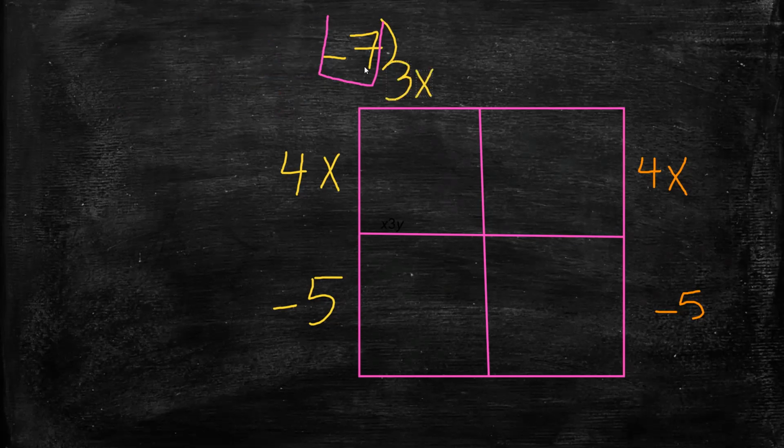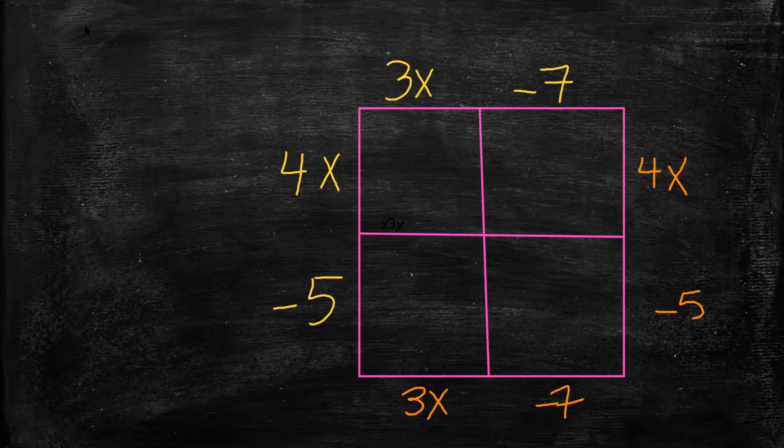Let's put it here. And we have a negative 7. Let's put it here. So now I distributed my binomials in the row and in the column. Then after that, since we wrote the 3x minus 7 up, I will repeat it down. This is how we can use the table.